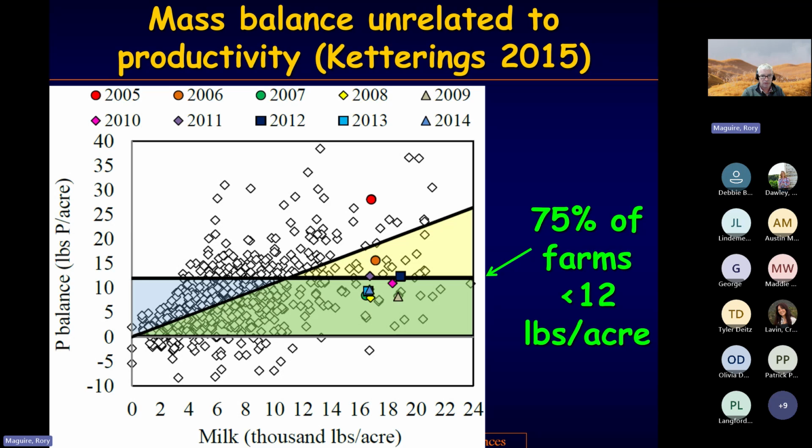The red dot is from 2005, where they worked with this one farm, and they had 16 to 17,000 pounds of milk per acre. As they worked with them with several strategies, they were able to decrease their phosphorus mass balance without decreasing their milk production. Farmers need to maintain milk production for profitability, so we're trying to work with them on several strategies we're going to go through, to work out how they can be sustainable in terms of mass balance, but also maintain milk production.